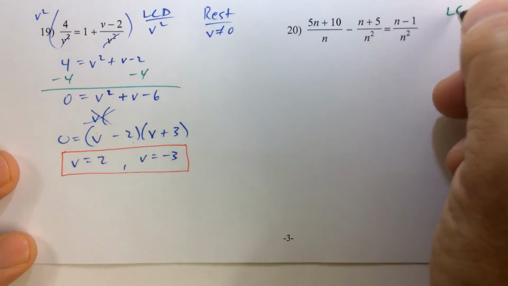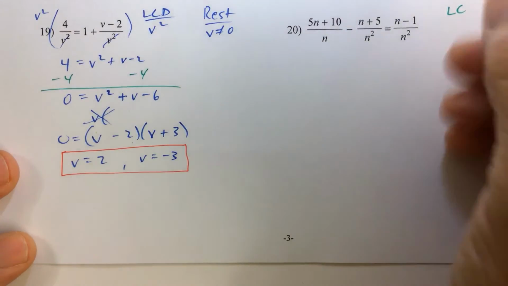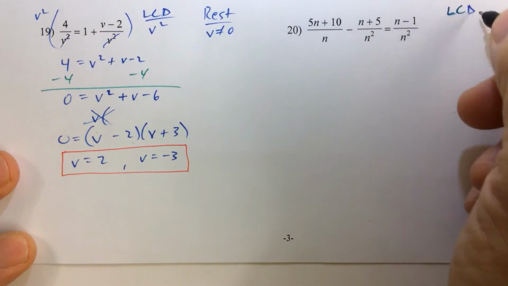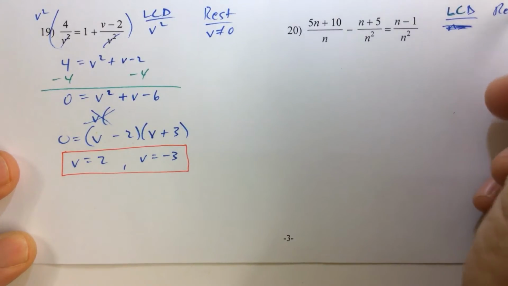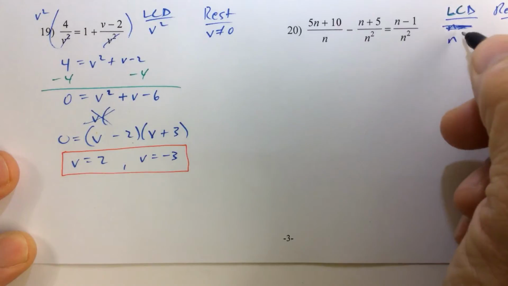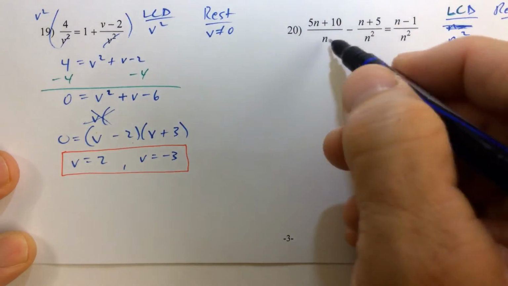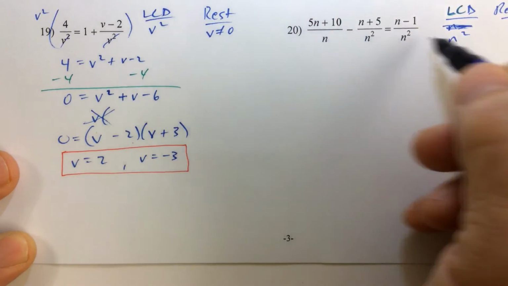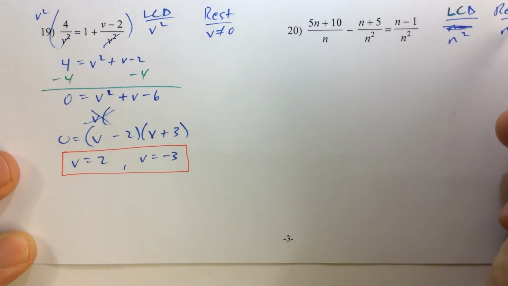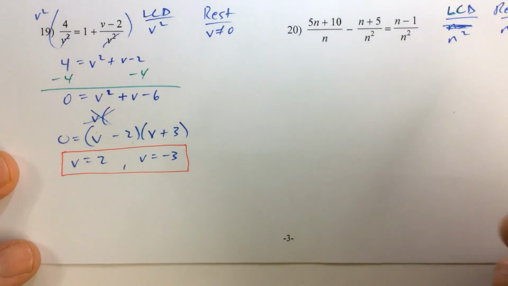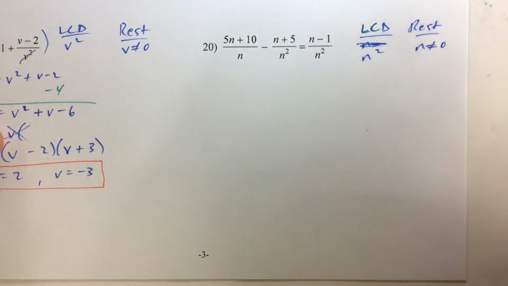Here we can see in number 20 that the LCD is n squared, n times n. All three of these denominators divide evenly into n squared, and we see the restriction is n is not allowed to be 0.